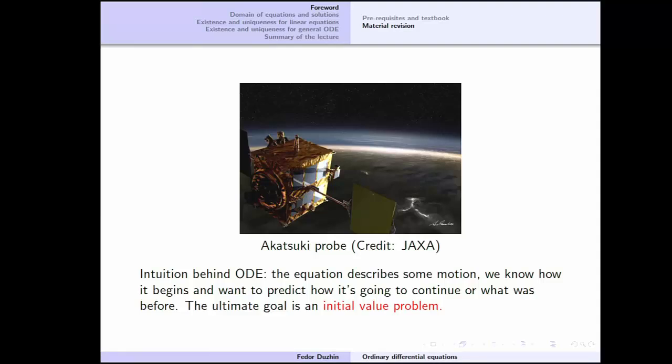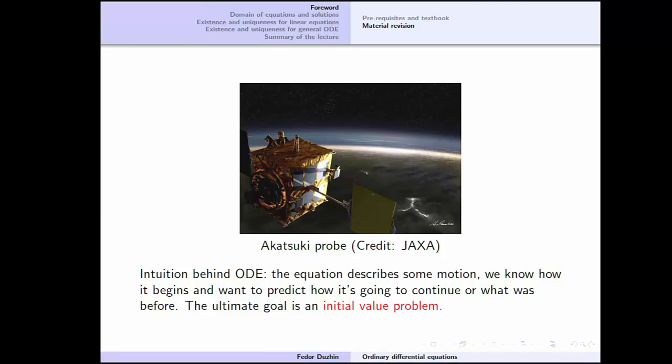But then, once this initial velocity is applied, after this, the motion is free, which means it must satisfy the differential equation. And basically, the differential equation comes from the fact that everything obeys the law of universal gravitation. So what they had to do, they had to invent the right initial value problem so that its solution would orbit Venus rather than orbit the Sun. And they were successful, and they actually did it. You can just Google the Akatsuki probe. It's a very inspiring story.